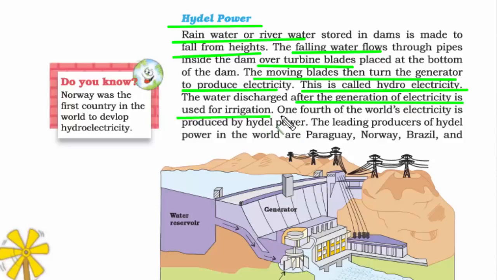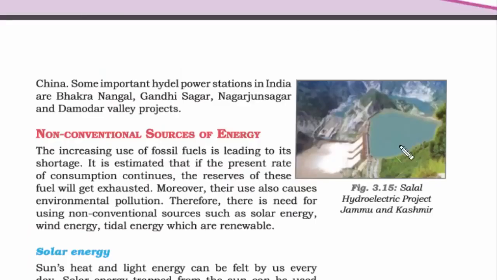So currently one-fourth of the world's electricity is produced by hydel power. And the countries that use it are Paraguay, Norway, Brazil and China. We also have hydropower stations in India and they are located at Bhakra Nangal Dam, Gandhi Sagar Dam, Nagarjuna Sagar Dam and Damodar Valley projects.